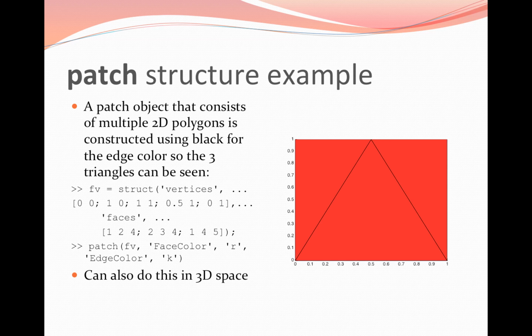So here's a repeat of what we had on the previous slide where we're connecting the points to give us our faces. In this case, there were 3 different triangles. When I pass this structure to the patch function, I set the face color to be red and the edge color to be black. So in this case, we can see the 3 separate triangles. Otherwise, if I didn't set the edge color, it would look like just one large rectangle. We can also do this in 3-dimensional space. So this is just creating x and y coordinates, but you could also create x, y, and z coordinates.